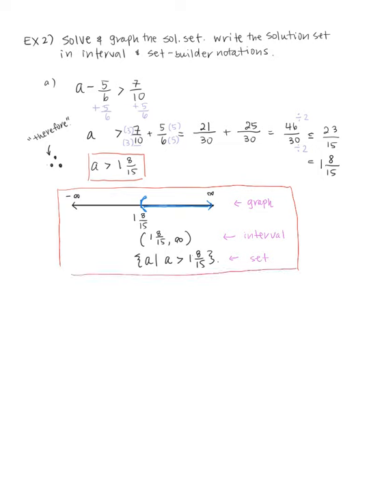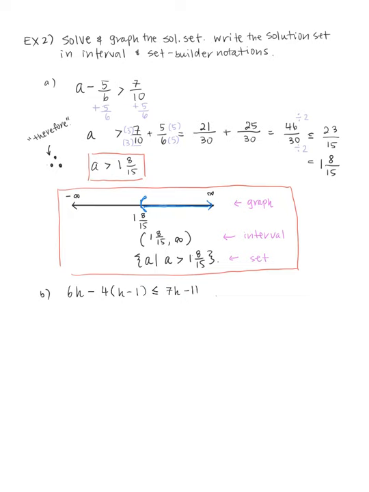Okay, so now let's take a look at another one. Alright, so how about something like this? Do not freak out. We're going to do this together. 6h minus 4 times h minus 1 is less than or equal to 7h minus 11. Do not panic. We're going to do this step by step.